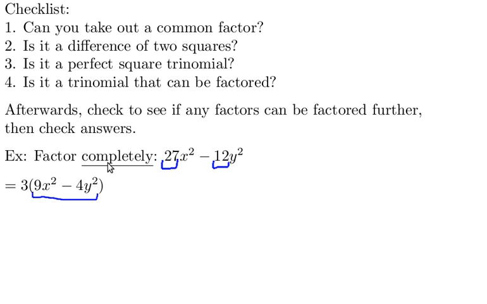Well, let's take a look. Can we take out a common factor? No, we can't, because the 9 is 3 squared and 4 is 2 squared, so there's no common factors. Is it a difference of 2 squares? It is a difference of 2 squares, because 9x squared is the same thing as 3x quantity squared, and 4y squared is the same thing as 2y quantity squared.